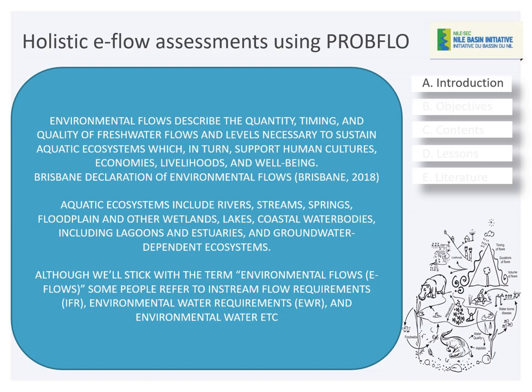Aquatic ecosystems in the context of the definition include rivers, streams, springs, floodplains and other wetlands, lakes, and coastal water bodies such as estuaries or lagoons, and groundwater dependent ecosystems, which at the moment are poorly understood and not very well integrated in environmental flows. But this is something that we're working on.